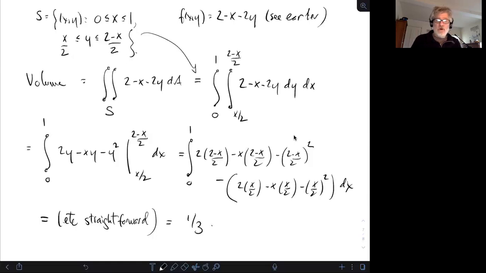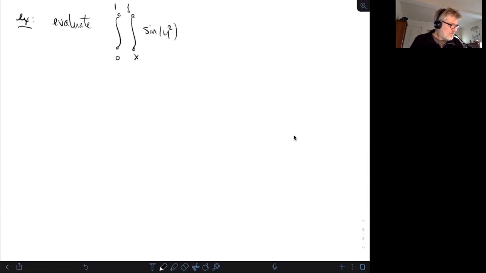Okay, so I have one last example, which is much shorter, much less computational. It's a little bit different, but it's a really important example. So here it is. Classic problem here. So evaluate integral 0 to 1, integral x to 1, sine of y squared dy dx.